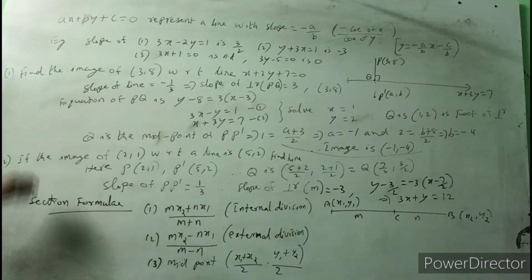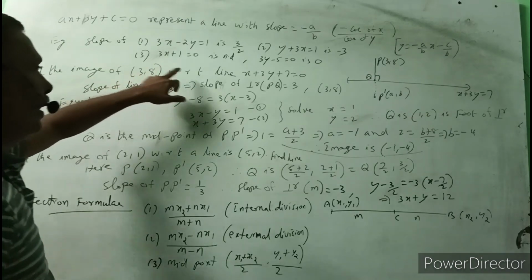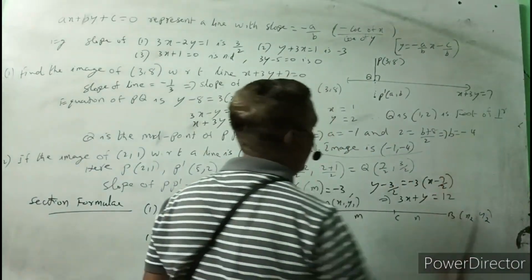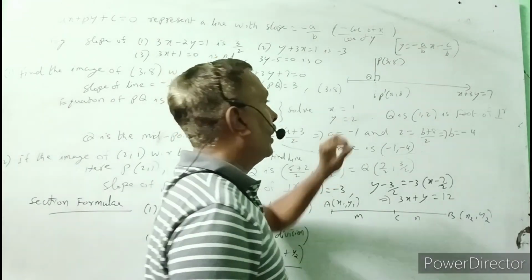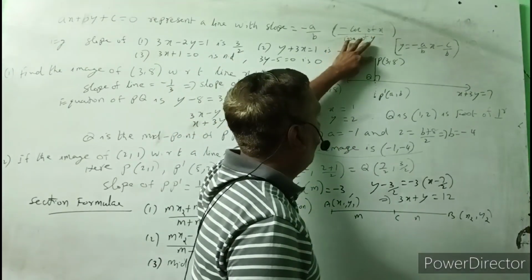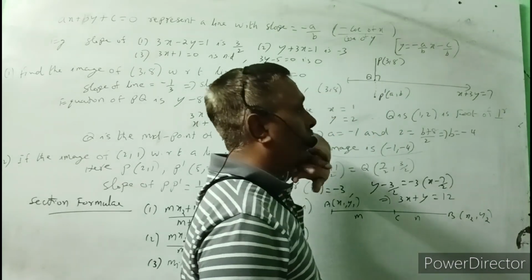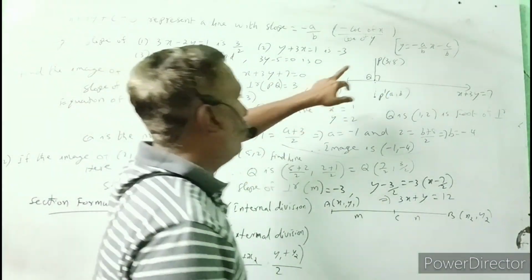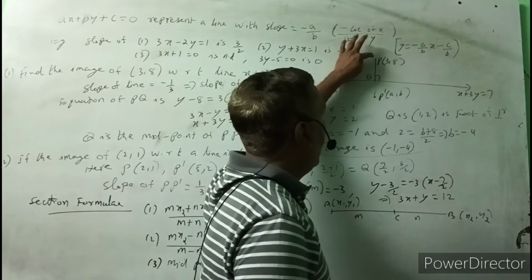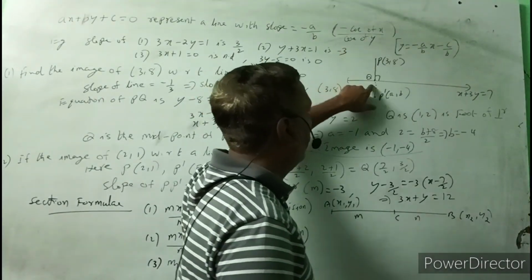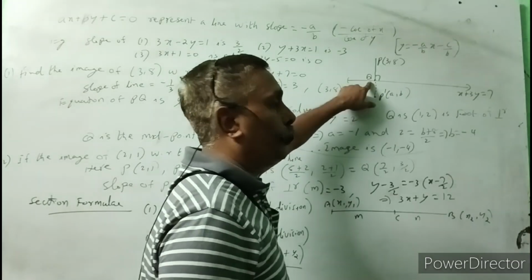Then an important question: find the image of (3, 8) with respect to this line. You consider this line as a plane mirror, and if you keep a point in front of this mirror, you will get its image. How can you find that? I took that point as (3, 8), and I drew a perpendicular to the mirror, that is the line. That perpendicular is drawn, and I took the foot as Q.